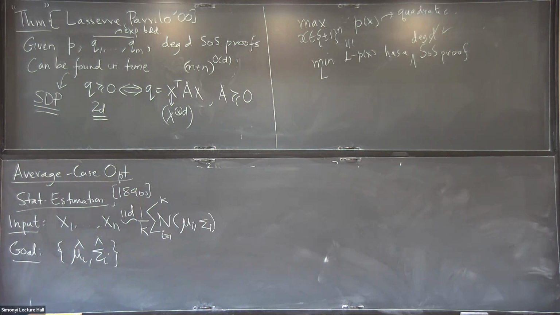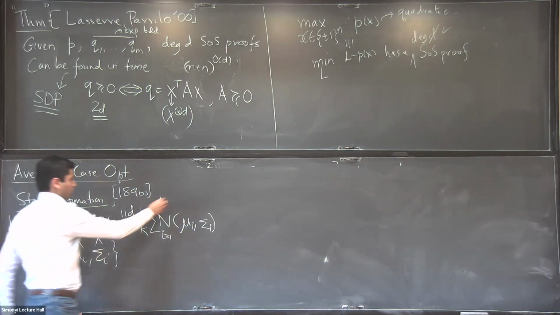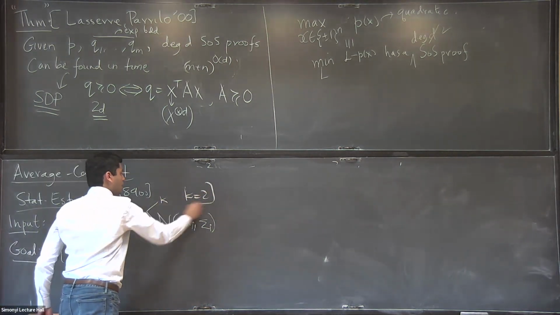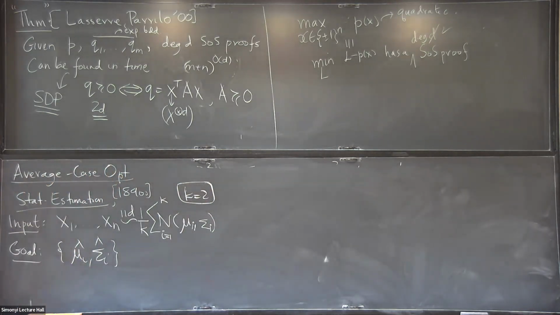Is K given? Yeah, we'll assume that K is given. In fact, K is 2, let's say, for example. You can just think of the case of K is 2. It's already an interesting problem.